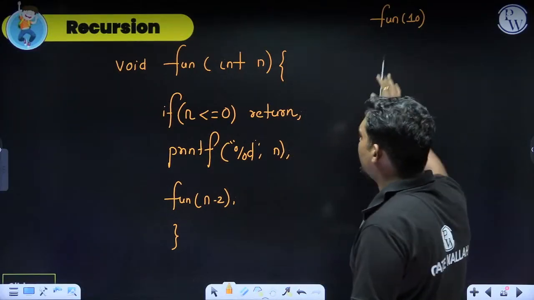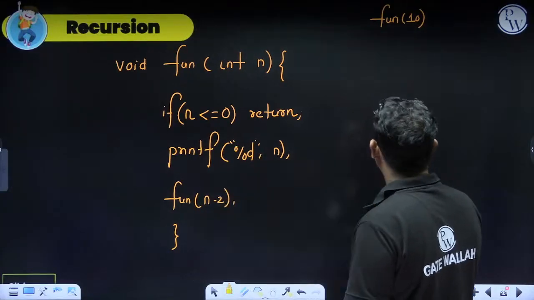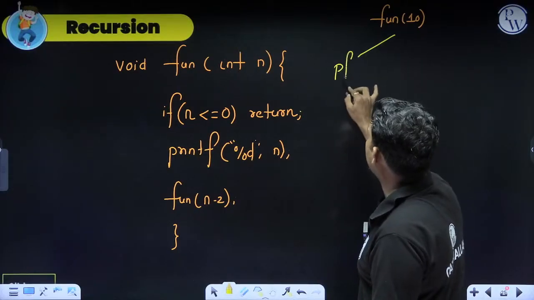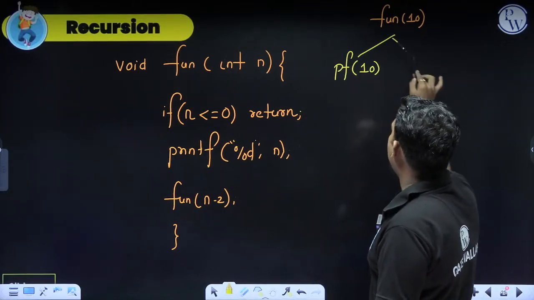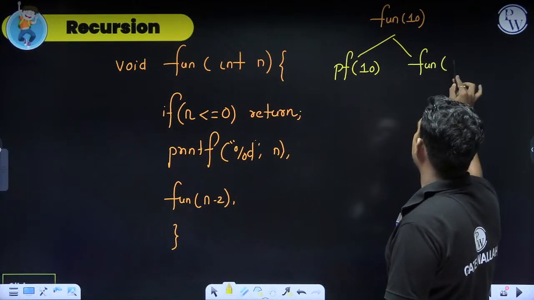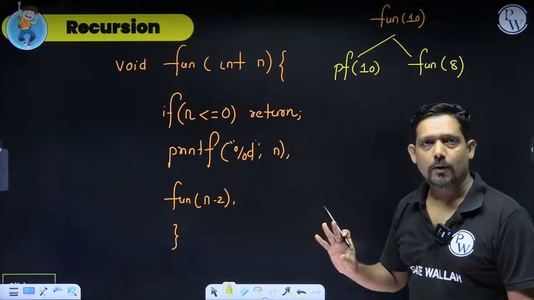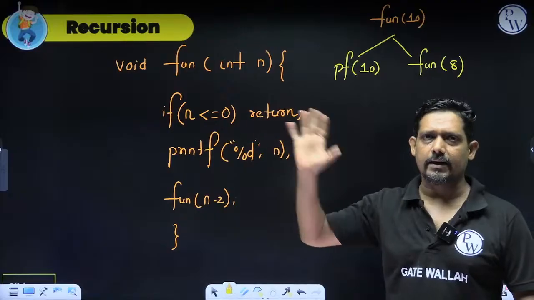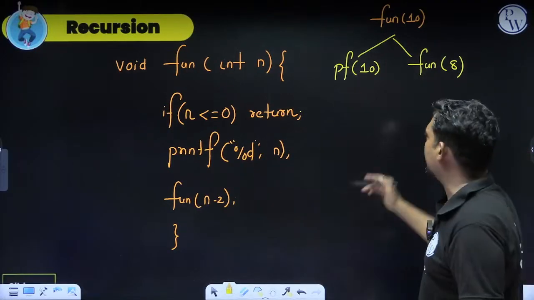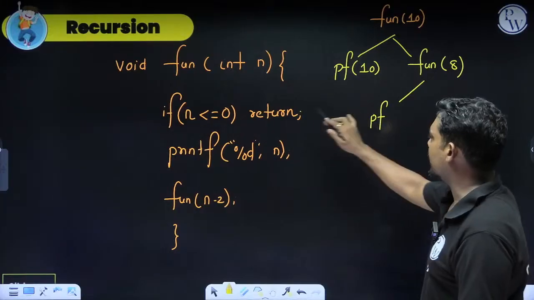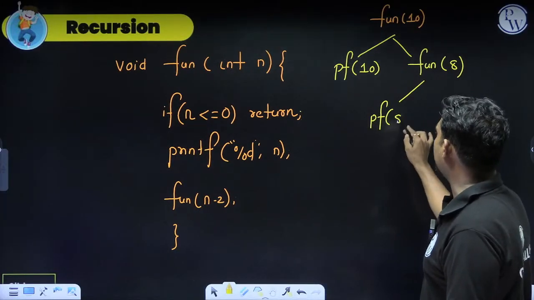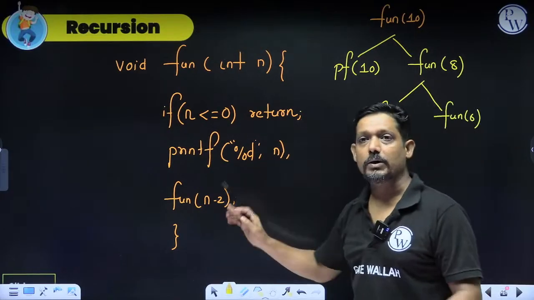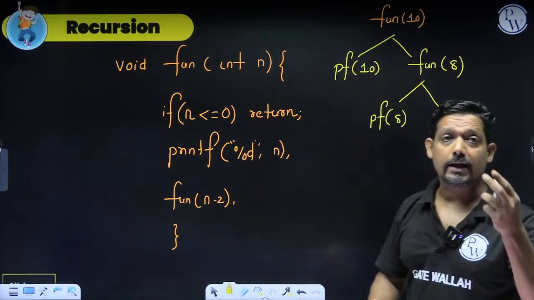So now when we say fun 10 over here, I check: is 10 less than or equal to 0? No, it is not. So you have a printf 10 and a call to fun 8. Look here, 10 and 8. You have to check this condition always, but I am not writing it. If it holds, it will terminate. So printf 10, call fun 8. Here, if I call the same function, it checks the condition, no return. So printf 8 and it will call fun 6, with n minus 2.